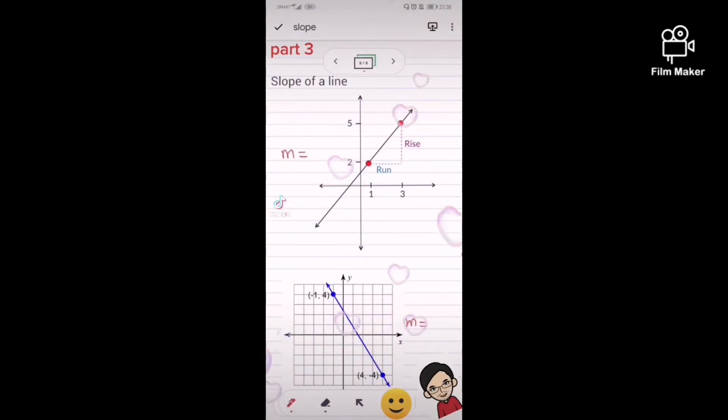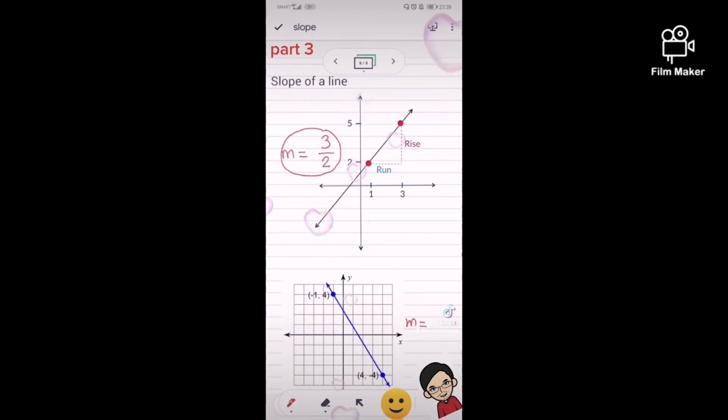Slope of a line. To find the slope if the graph is given, first choose any points on your graph and then count how many units it rises and how many units it runs. So in this case, from 2 going to 5, there are 3 units. And from 1 going to 3, there are 2 units. So rise by 3 and run by 2. So that will be your slope, 3 over 2.